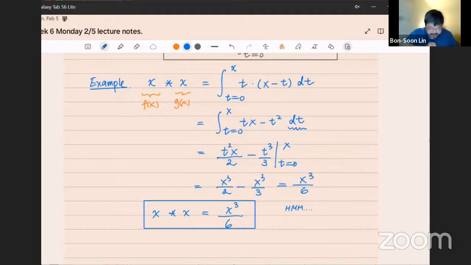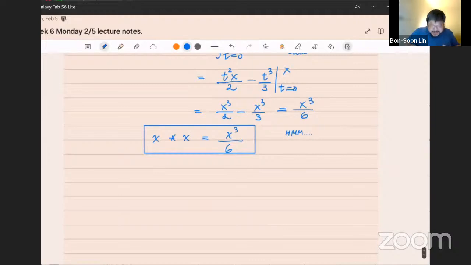That's kind of bizarre, right? So what would you like to know now? If I say x star x is x cubed over 6, what would you like to know? Well, what is, say, for example, x cubed star x to the 4th? So what is that? Okay, so generally, what's going on?